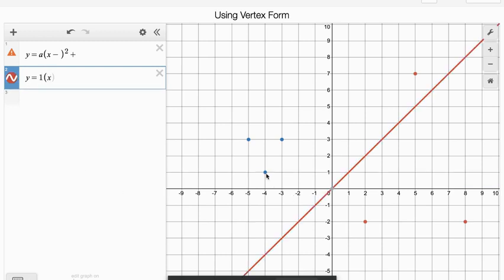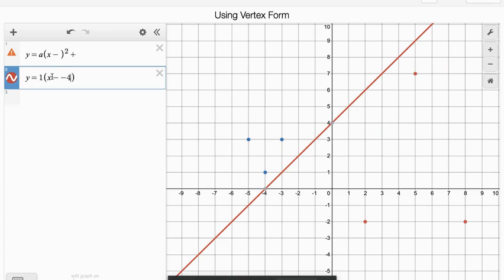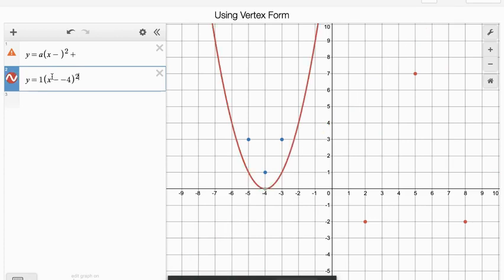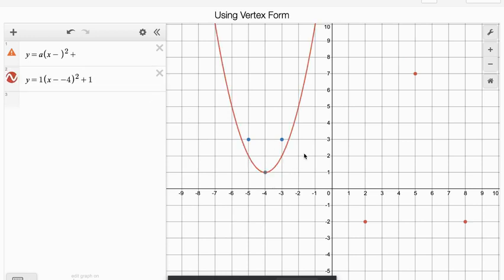Now, as I said, our vertex is (-4, 1). So the format says x minus the x value of my vertex, which would be -4, plus the y value of my vertex, which would be 1. Notice how with the -4 and the +1, it now goes through the vertex (-4, 1). However, right now it does not match these 2 points, and you can tell that it's got to be stretched.